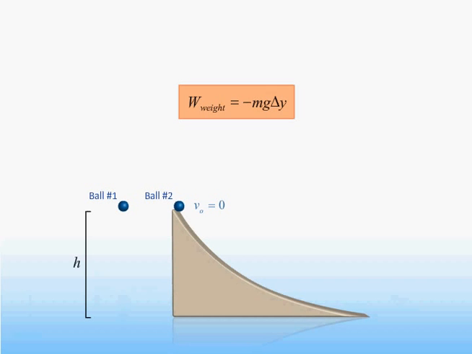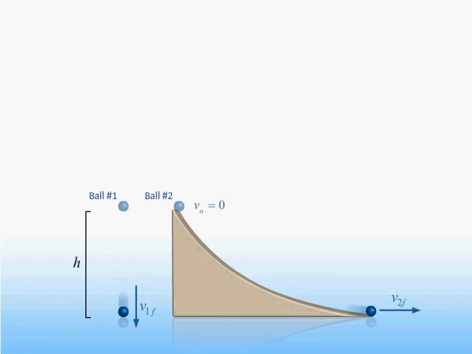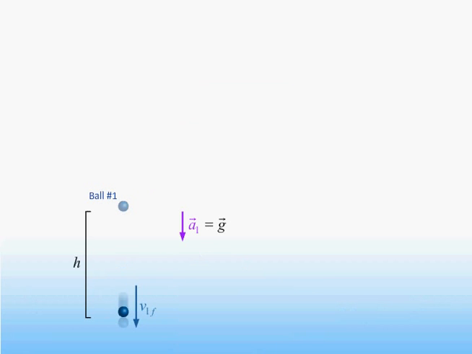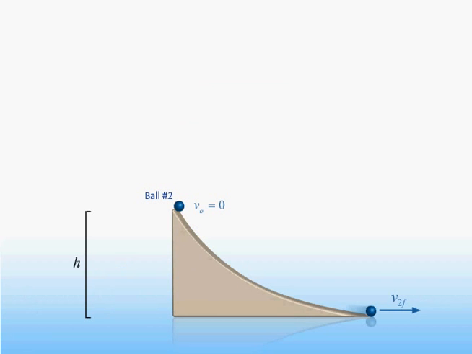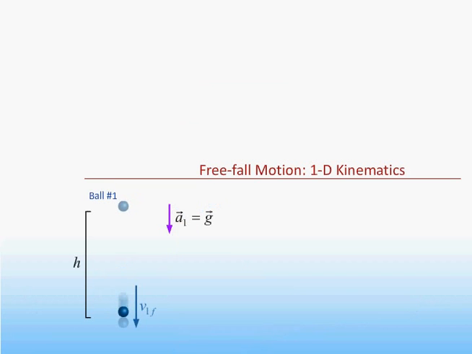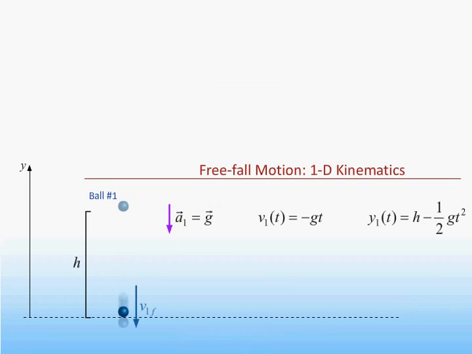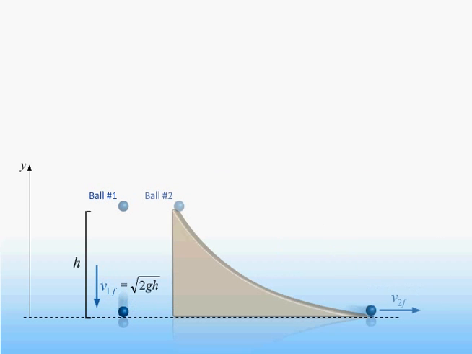We'll now use the result for the work done by the weight in an example that illustrates the power of the work kinetic energy theorem. Here we see two balls released at the same time from the same height h. One ball simply falls with constant acceleration g. The other skids down a frictionless, curved surface. The free fall problem is one we've solved many times. We know the ball's velocity and position at any time. We use this information to determine how long the ball is in the air and with what velocity it hits the ground.